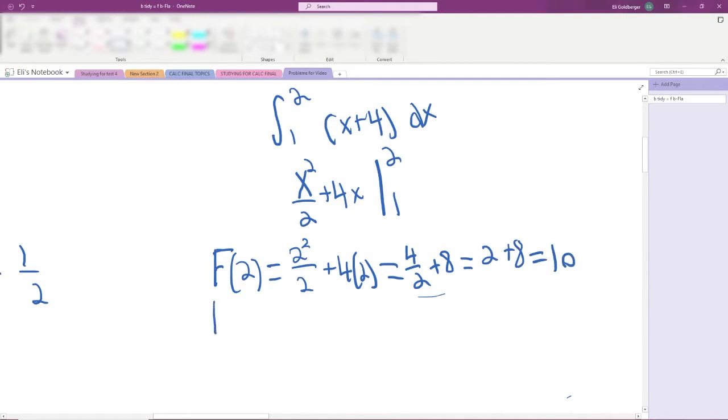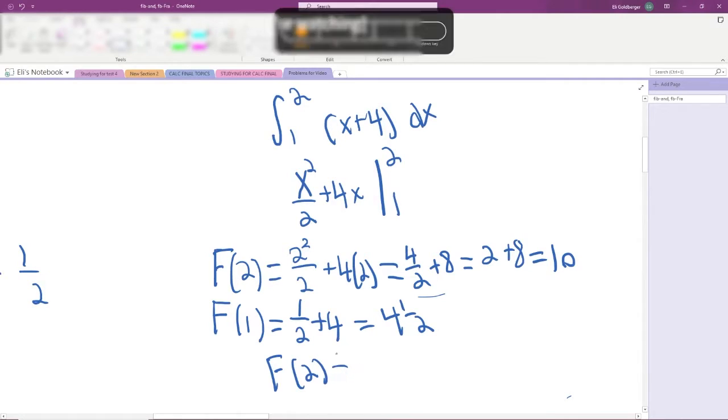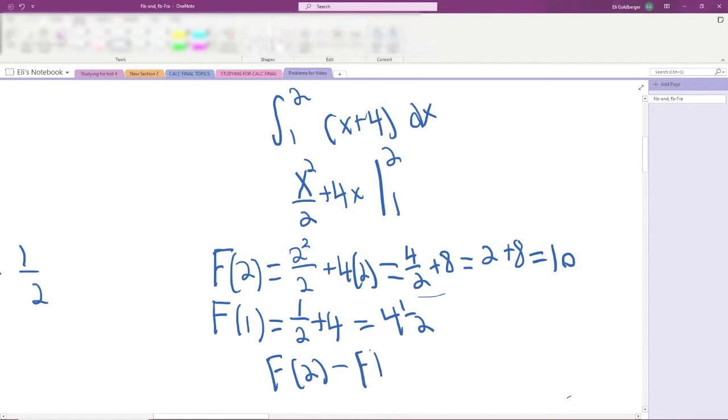So now, in this problem, our F of a is going to be F of 1. So now we plug 1 into that. 1 squared is just 1, so I'll just leave that as 1/2 plus 4 times 1, I mean 4, my bad. So this is just 4 and 1/2. And now when we go to do our F of 2 minus F of 1, that gives us 10 minus 4 and 1/2, which equals 5 and 1/2, or 5.5. And that's our answer.